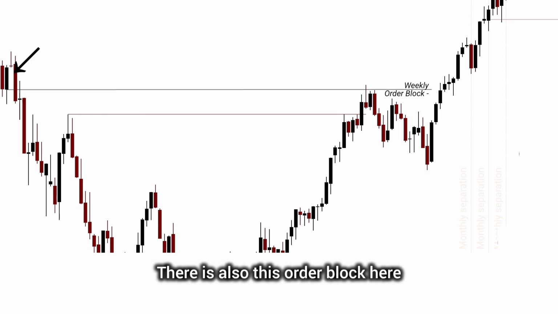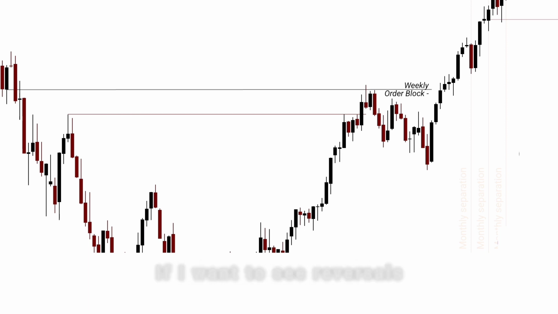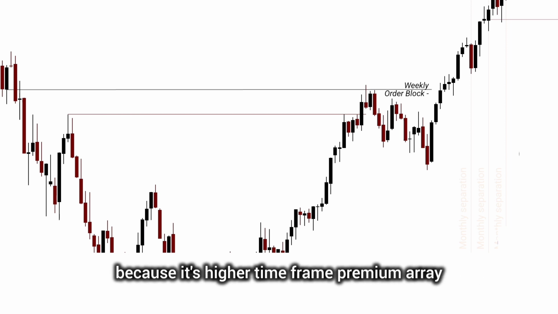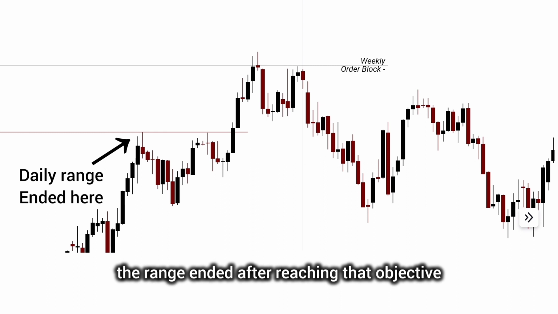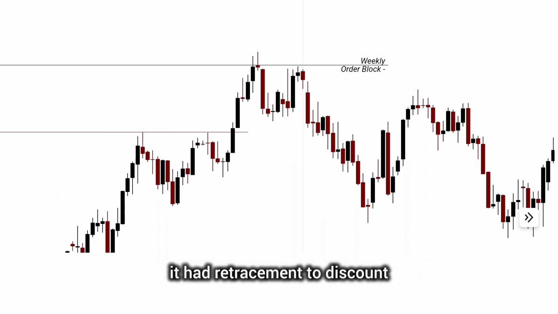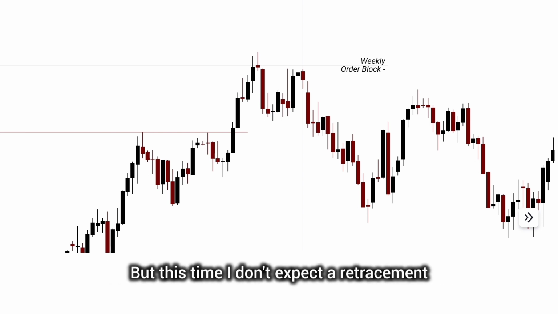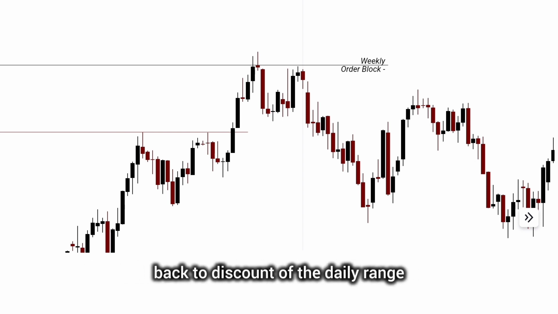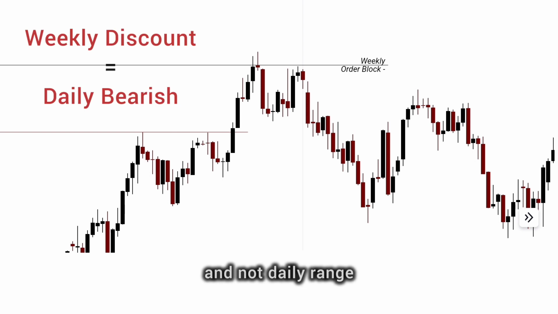There is also this order block here that's right above the draw on liquidity. If I want to see reversals, a weekly order block is probably where it would happen because it's a higher time frame premium array. So back in the daily chart, the range ended after reaching that objective. It had a retracement to discount and expanded up until the weekly order block and the daily range ended again. But this time I don't expect a retracement back to discount of the daily range because the weekly range also ended. I expect a retracement back to discount in the weekly range and not the daily range.